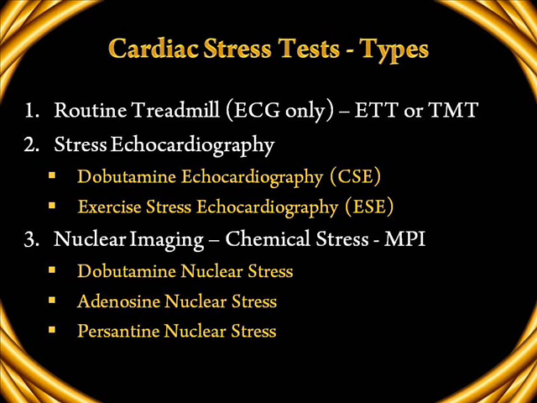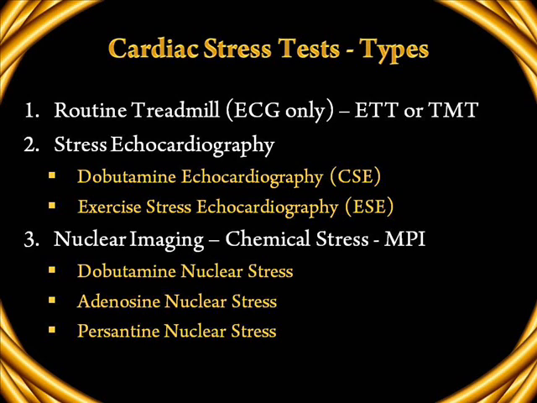The second type of stress testing for the heart is stress echocardiography. In this, under stress, instead of monitoring the ECG, the echocardiography is done to evaluate the functional status of the heart in relation to the stress. There are two ways you can use the stress echocardiography. One is the dobutamine echocardiography, called the chemical stress echocardiography, CSE, where you inject a chemical, dobutamine, and increase the inotropic and chronotropic activity of the heart and look at the echocardiographic changes.